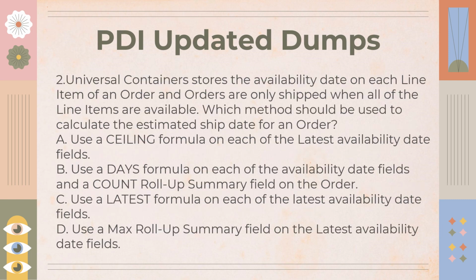2. Universal Containers stores the availability date on each line item of an order, and orders are only shipped when all of the line items are available. Which method should be used to calculate the estimated ship date for an order? A. Use a ceiling formula on each of the latest availability date fields. B. Use a days formula on each of the availability date fields and a count roll-up summary field on the order. C. Use a latest formula on each of the latest availability date fields. D. Use a max roll-up summary field on the latest availability date fields.